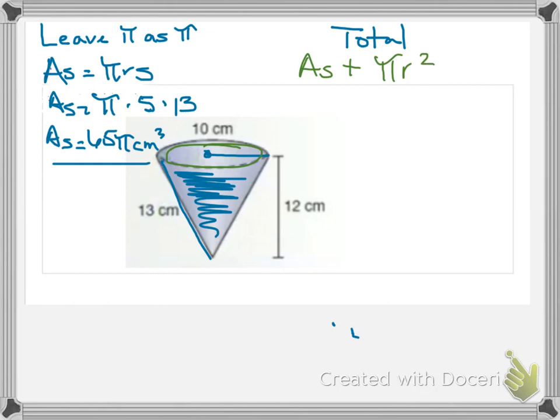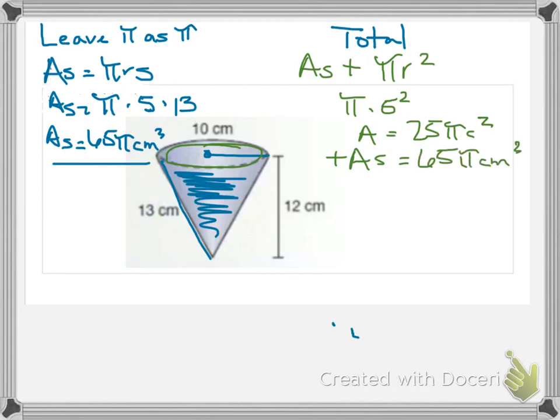Okay, so we're still going to leave pi as pi. So pi times my radius, which was 5, squared. So my area here is just going to be 25 pi centimeters squared. To that, we're going to add our A sub s, our lateral surface area, which was 65 pi centimeters squared. Sorry, my m isn't there. And when we add those together, we get 90 pi centimeters squared.